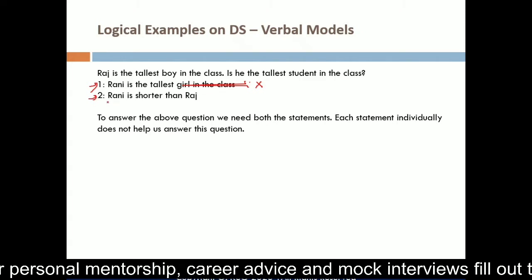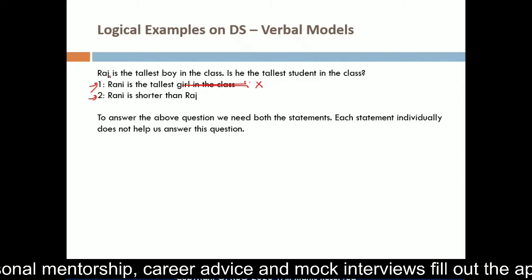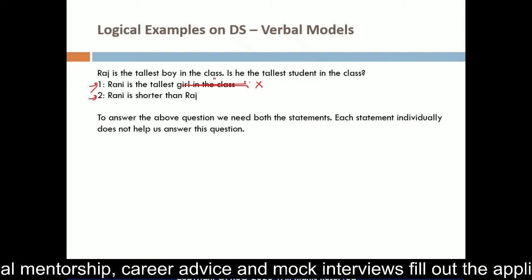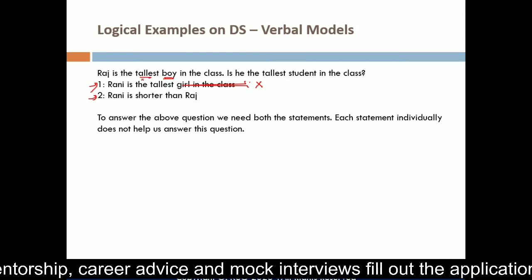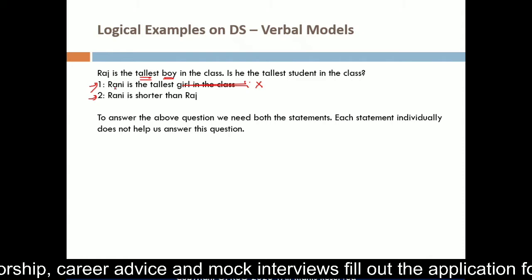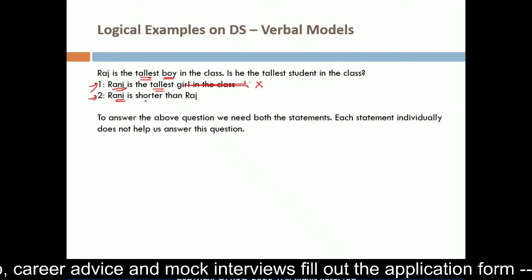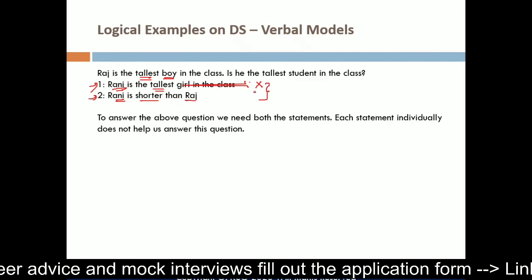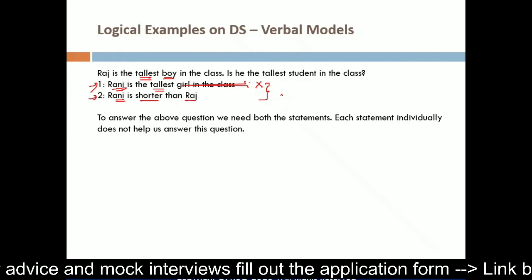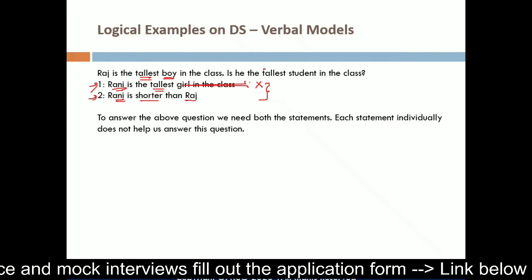Okay, let us now look at the second statement. Rani is shorter than Raj. Okay, now we have a point. So here the question says Raj is the tallest boy in the class. And here the keyword is boy, and here we also have the tallest. And here we also know that Rani is the tallest girl, but here it's mentioned Rani is shorter than Raj. Okay, so if we look at the two statements together now, then of course it stands out that Raj is indeed the tallest student in the class.